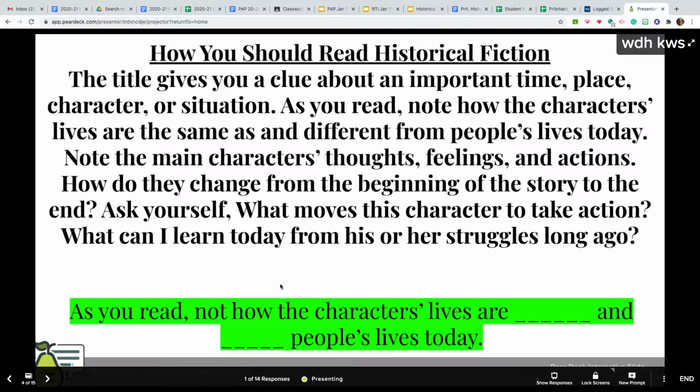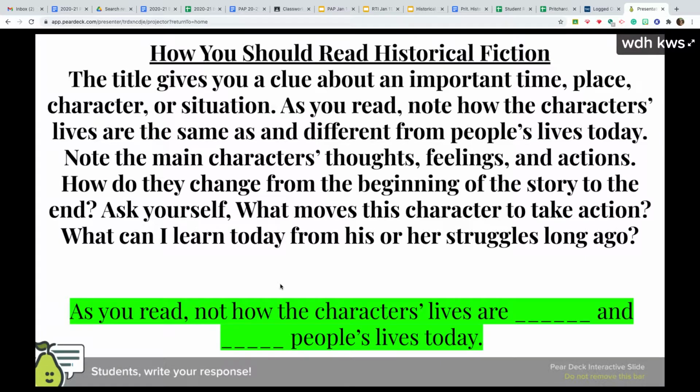Okay, how you should read historical fiction. The title gives you a clue about an important time, place, character, or situation. As you read, note how the characters' lives are the same as and different from people's lives today. Note the main character's thoughts, feelings, and actions. How do they change from the beginning of the story to the end? Ask yourself, what moves this character to take action? What can I learn today from his or her struggles long ago?